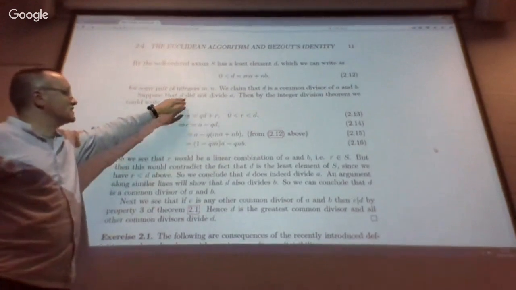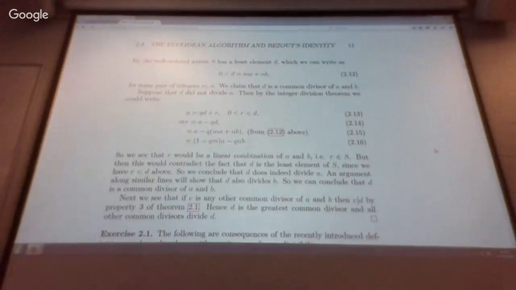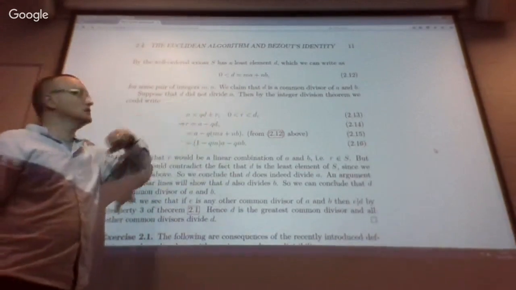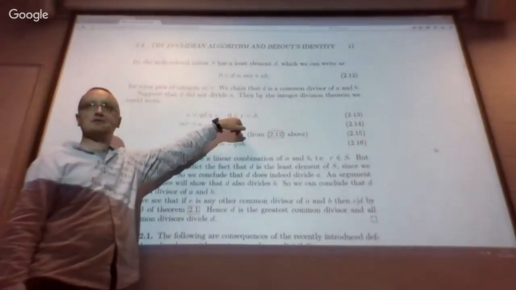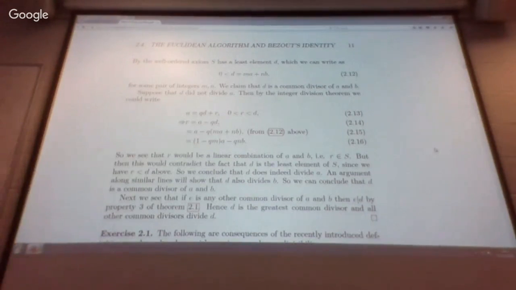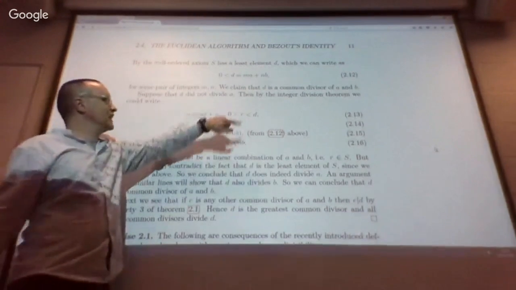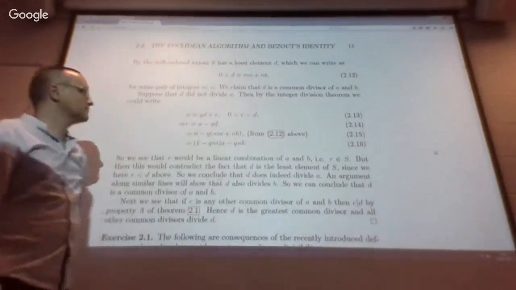We suppose, for instance, that D did not divide the number A. Then we can apply integer division with remainder. Take A and divide it by D. Because we're assuming that D does not divide A, we get a remainder which is strictly positive, so we're ruling out the remainder of 0. A remainder of 0 would mean D divides A. But supposing D does not divide A, the integer division of A by D gives a strictly positive remainder.